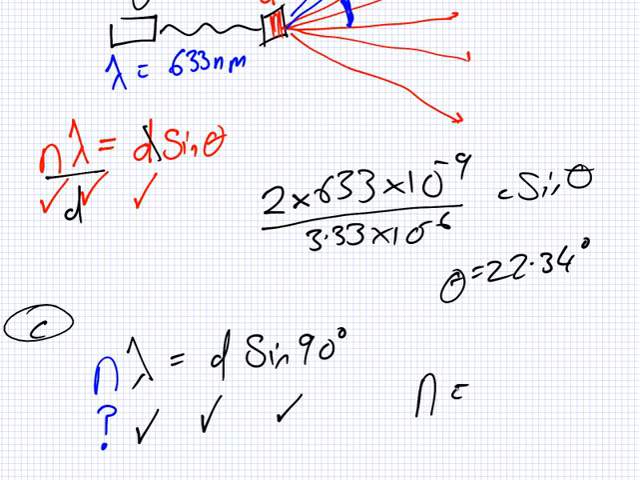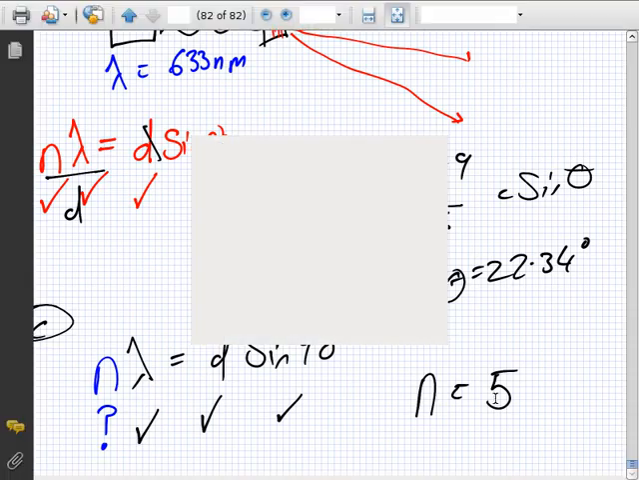Did you get it? 5 probably. Yeah, so what do you choose for n? N is 5. No, n can only be whole numbers: 0, 1, 2, 3. Alright. Yeah, probably 5. Okay.